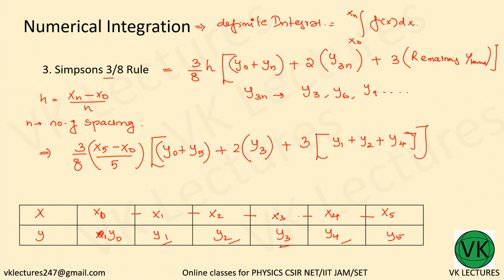So suppose there is x6 and corresponding y6, then this term will not be included in y3n. This will be considered as the last term only. So this is Simpson's 3 by 8 rule, where h, as we already mentioned, is (xn minus x0) by n. The formula goes like this: 3 by 8 times h into [y0 plus yn plus 2 times y3n plus 3 times the remaining y terms].